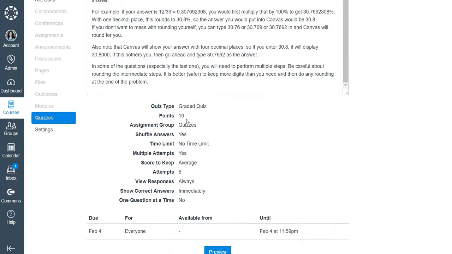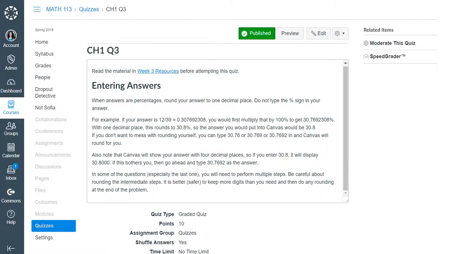So this quiz is worth 10 points. You do get 5 attempts. Oh, and I need to change that. It's not the average, it is the highest score. So I'll change that, don't worry.